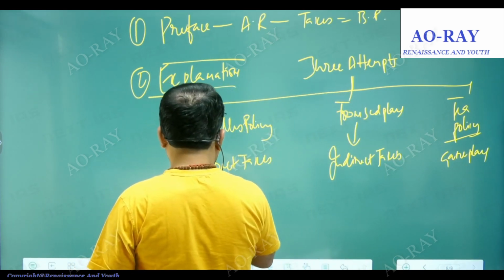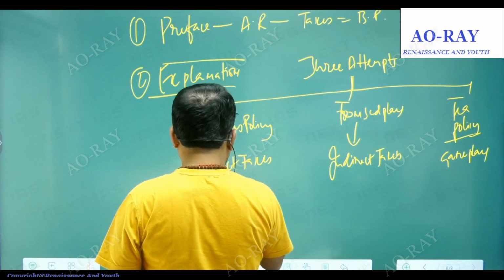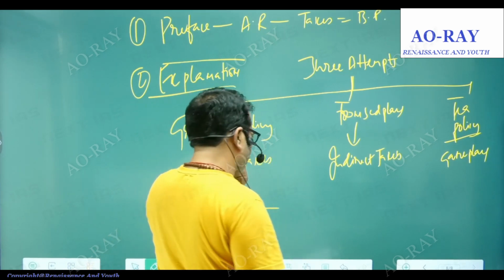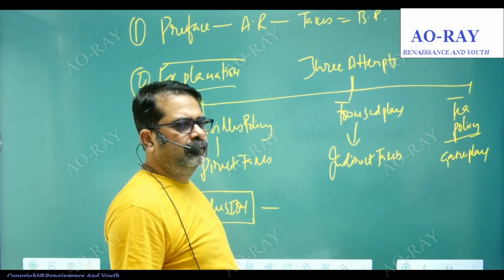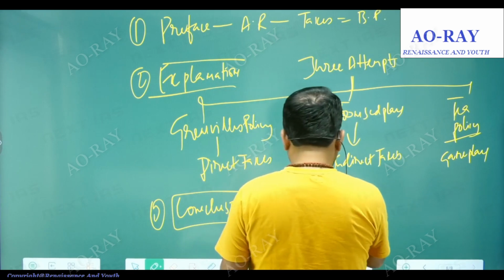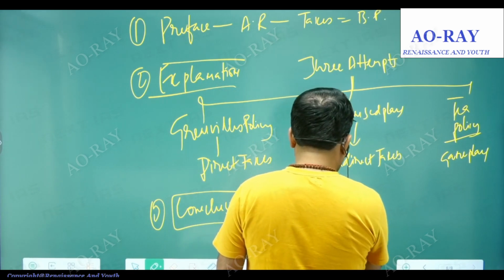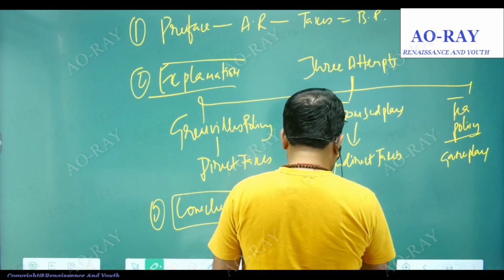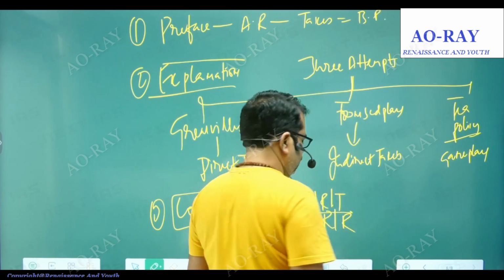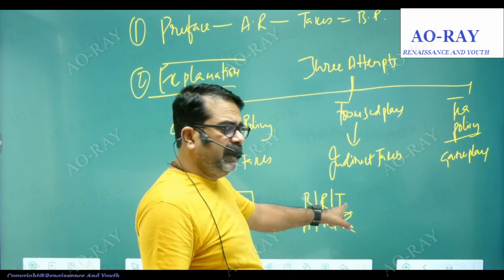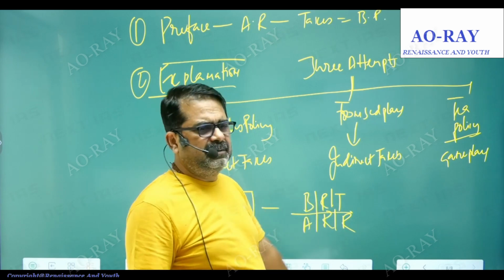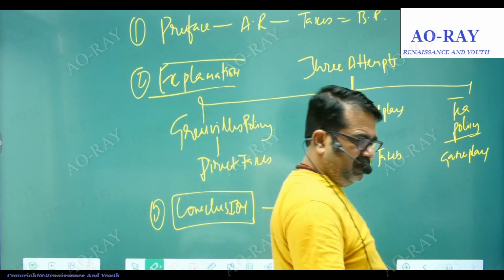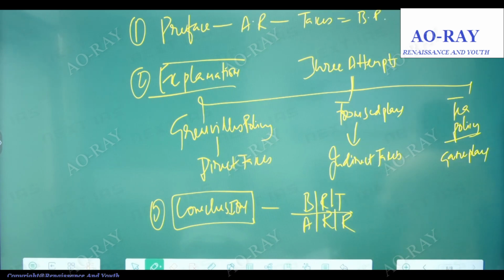Conclusion. The British right of demanding taxes compelled Americans to demand their right of representation. Finish. Bring out means clarification of the core issue of the question.